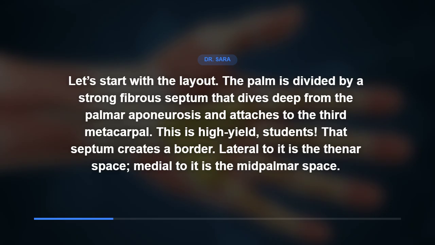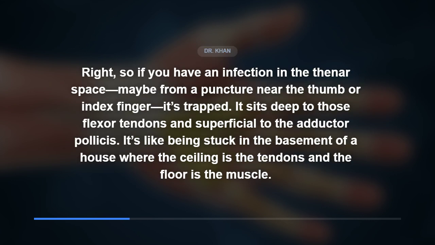Let's start with the layout. The palm is divided by a strong fibrous septum that dives deep from the palmar aponeurosis and attaches to the third metacarpal. This is high yield, students. That septum creates a border. Lateral to it is the thenar space. Medial to it is the midpalmar space.